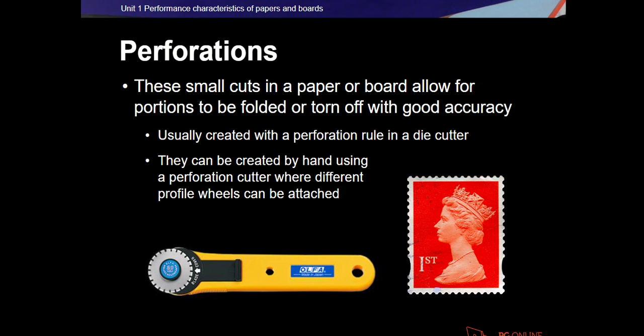Then we've got perforations. Looking at this stamp here and this little perforating wheel, a little gadget, you just press hard. It's quite sharp, and it just cuts this zigzag shape around the edge. So it's quite good for decoration and good for peeling off things like that. It allows just portions of it to be folded or torn, and is usually created with a perforation rule in a die cutter. So just like the die cutter would cut or crease, it could also perforate.